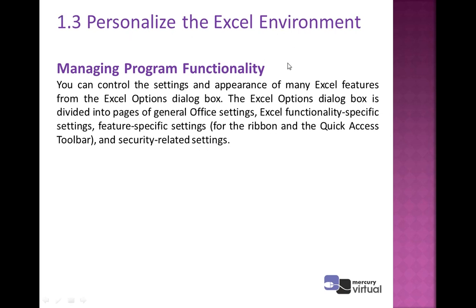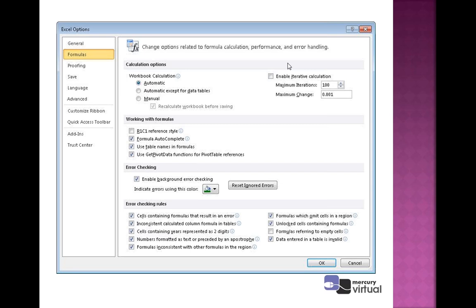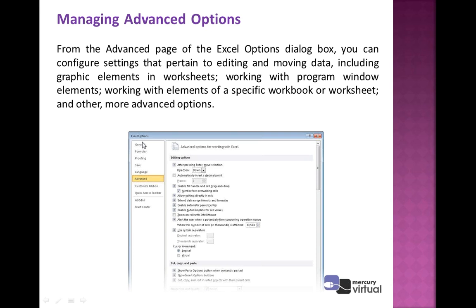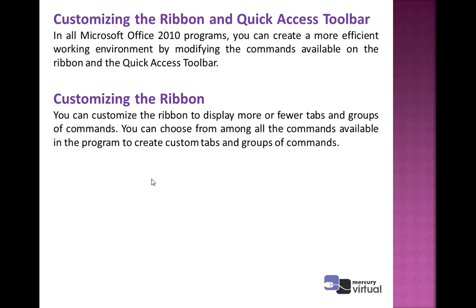Then 1.3 is how to personalize the Excel environment. In simple terms, how to use the Excel options that are available by going to the File option and clicking on the Options button. This is the Excel Options. There are multiple options like General, Formulas, Proofing, Save, Language, Advanced, Customize Ribbon and Quick Access Toolbar. These are the two most important for customizing Excel. Then Add-ins, Trust Center. So these are the advanced options that are available in the Excel environment.